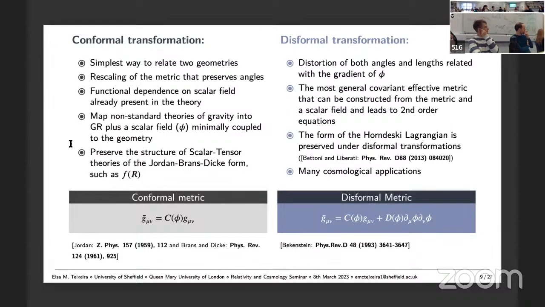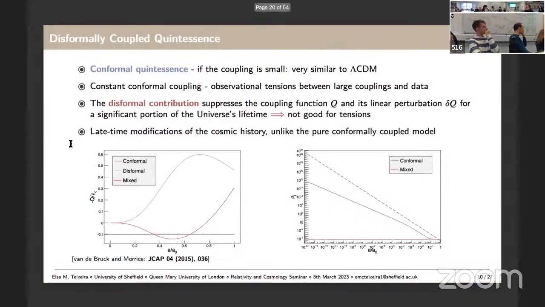Now, even more controversial, then we have the so-called disformal transformation, in which we take our conformal part, but then we add something else. It's not just a simple rescaling of the metric, but now depends on derivatives of the scalar field. So this may seem a bit ad hoc, but in fact, what can be shown is that if now, instead of considering Jordan-Brans-Dicke kind of theories, we consider Horndeski theories, which are the modified gravity theories that still give us second order equations of motion, we find that the form of this Lagrangian is preserved under these transformations. So that's why this form is chosen, and it has been used in many cosmological applications. So I'm just going to give an example of one.